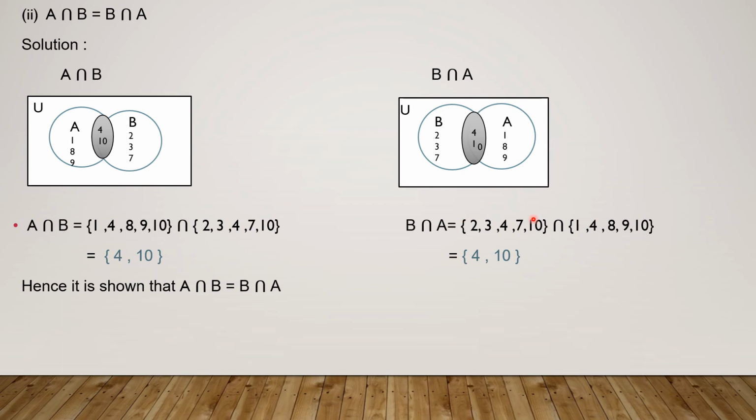First, I'll write here elements of B, then elements of A. Now, in intersection, we will find the common elements of both the sets. Which are the common elements? 4, 10, 4, 10. So, answer is 4, 10.